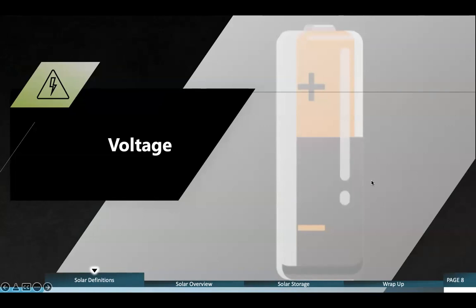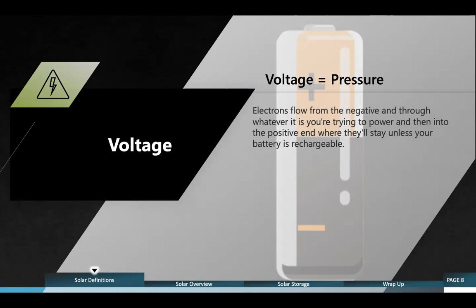So what is the voltage? If we go back to what we were learning a second ago, utility companies use high voltage, which is high pressure electricity, to push it all the way from the grid where it's being powered to your house. Here's the simplified definition: voltage equals pressure. Voltage equals pressure.